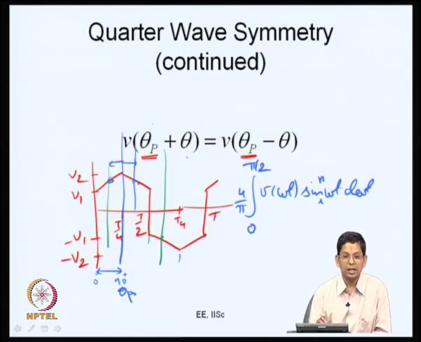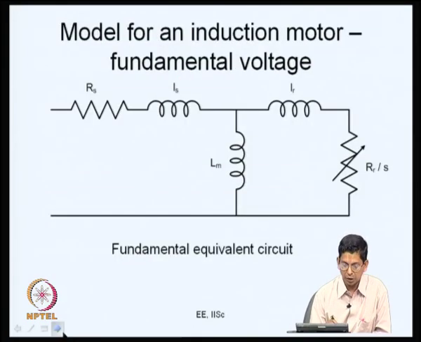You do not have to define the entire waveform over the entire cycle. It is enough if you define it mathematically over one quarter. So your calculation burden simplifies, and you can say something about the phase of all the harmonics. Whenever the fundamental crosses 0, the harmonics also cross 0. So these are a few things that you can say when you have quarter wave symmetry.